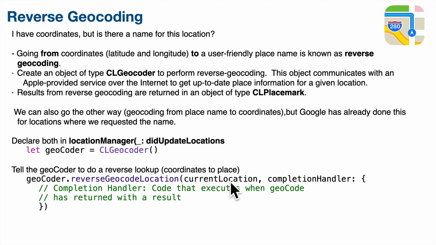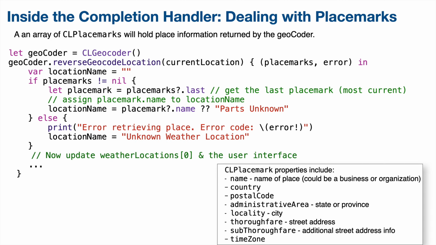We pass in a location. We've already got our current location, and this is either going to give us information on what's at those coordinates, or it'll give us an error. And then in the completion handler, we can do whatever we need to with the results we get back.